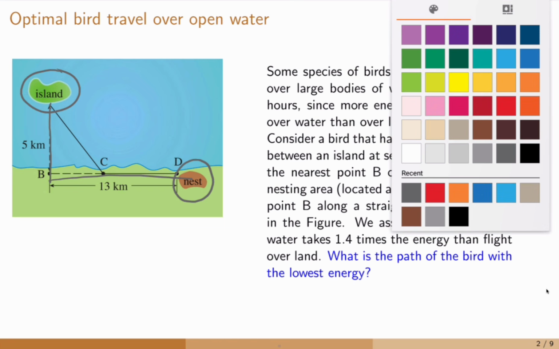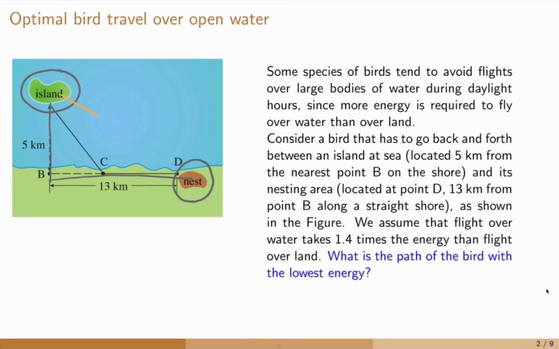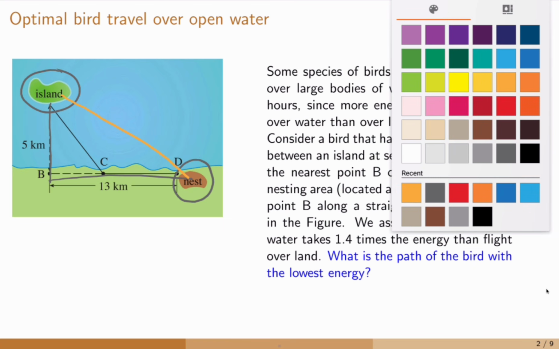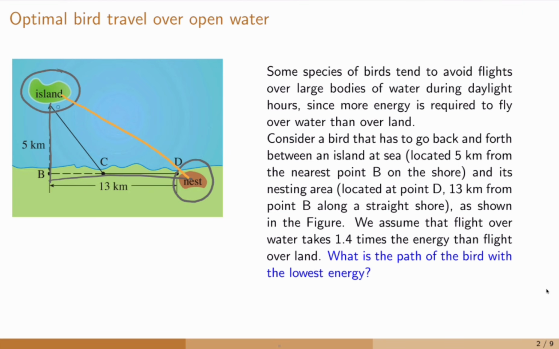Another alternative would be the orange route, so to fly directly to the nest just over water. But of course, then they would use lots of energy to do this. And an intermediate solution would be the red one, where the bird flies somewhere to the shore and then flies a piece along the shore to the nest site. So the question is, is there an optimal point C, kind of halfway between point B and point D, which would minimize the energy? The text here summarizes all this.